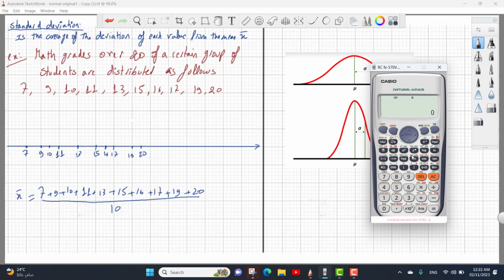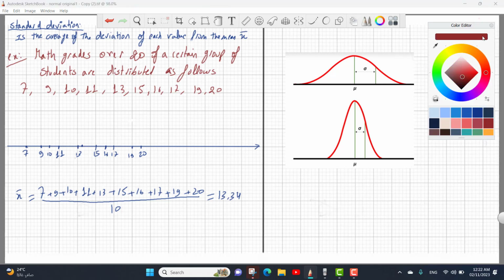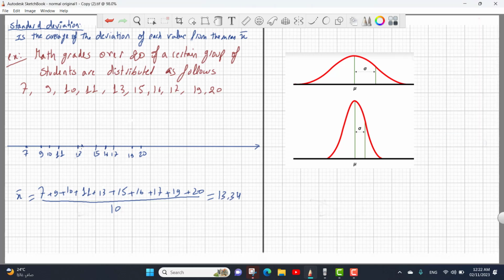You press AC, and now you do shift 1, 4. The number of the mean is 2, so 2, the mean of this data is approximately 13.34. So the mean here is 13.34. This is 13, so the mean is going to be here. Let's say the mean is 13.34.